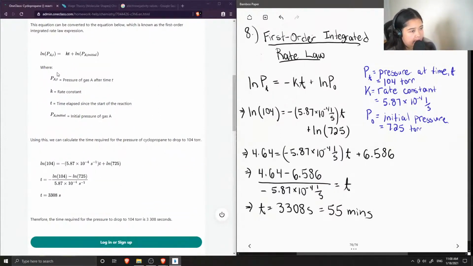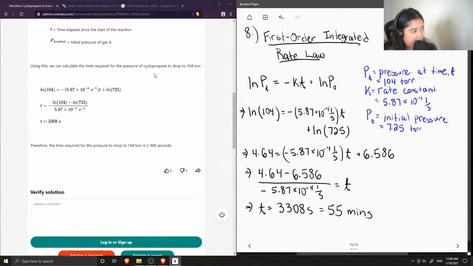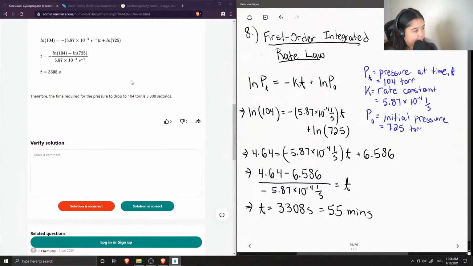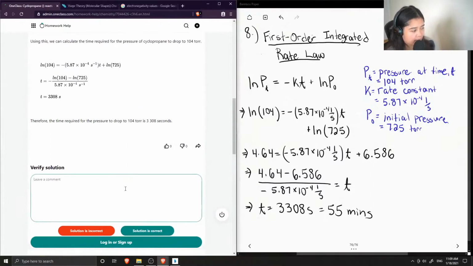Okay, so they have the same equation: pressure of gas A after time t, the rate constant, time elapsed since the start of the reaction, and the initial pressure of gas A. Using this, we can calculate the time required for the pressure of cyclopropane to drop to 104 torr. And they got 3,308 seconds. So this solution is correct.